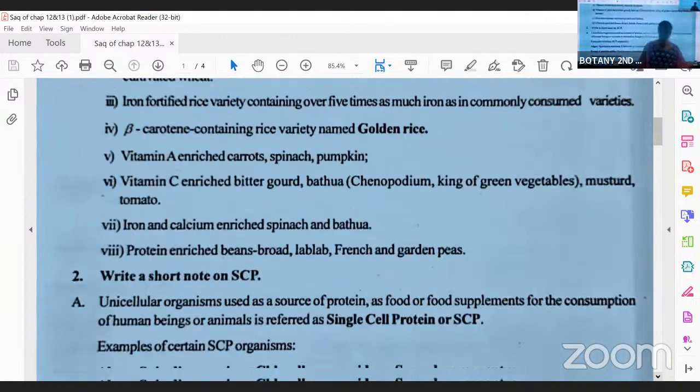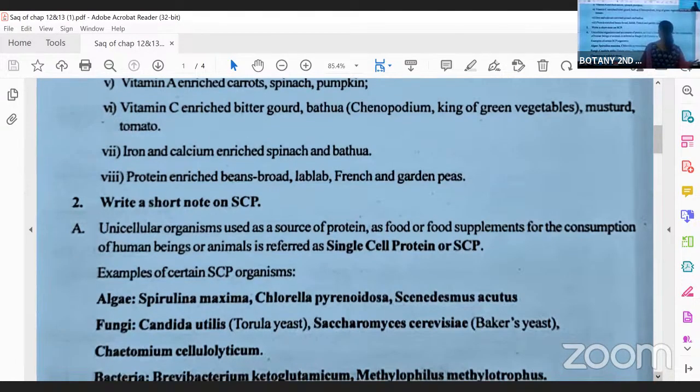So we have seen these topics yesterday, that is the biofortification and the SCP culture. Okay, and now we will go with the other FAQs.